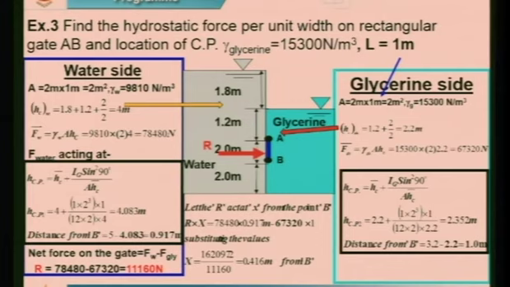Let us see this problem in this way. This is the gate AB, this is the gate AB. On this side you have water, and on this side, to some depth, glycerine, okay.